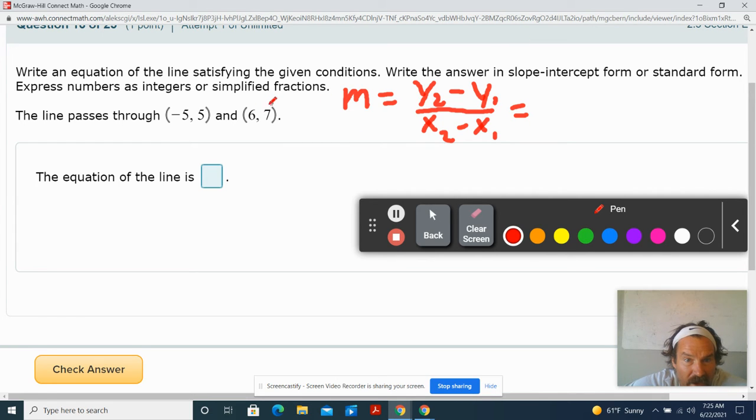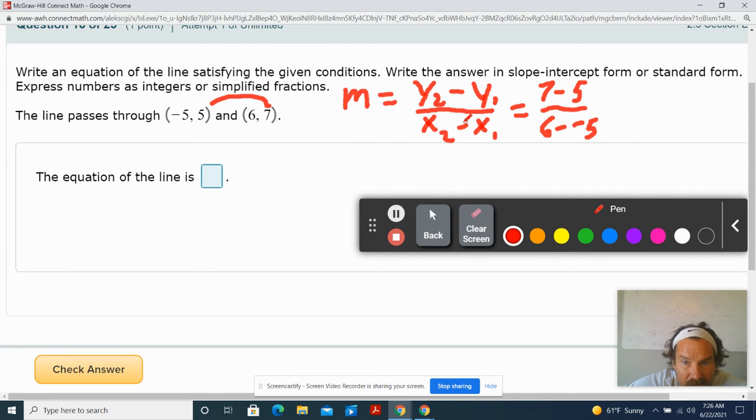So these are the y values, 7 and 5. So you can either go 5 minus 7, you can do it from left to right, or you can go 7 minus 5. I'm going to do 7 minus 5 because it's a positive number. But it really doesn't matter as long as you're consistent. Okay, so if I do 7 minus 5, I have to do 6 minus negative 5. Now be careful. It's 6 minus a negative 5.